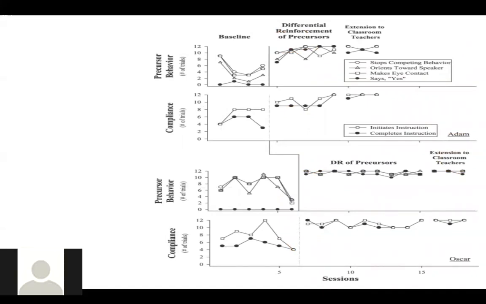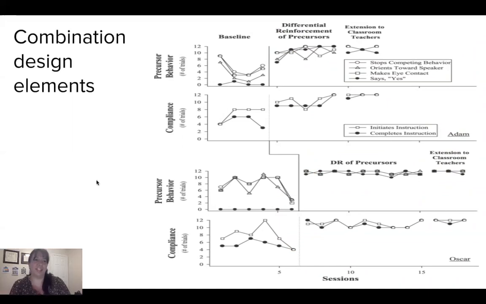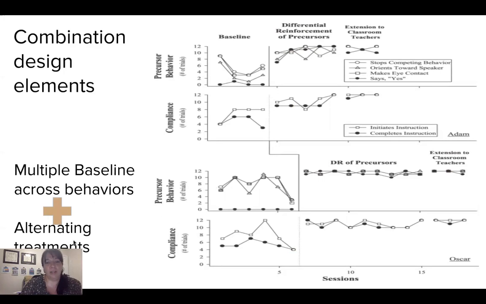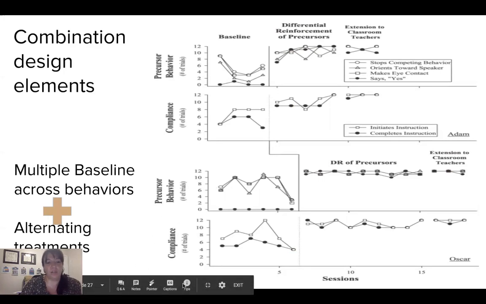This is also multiple baseline. Multiple baseline and alternating treatment? Alternating treatment. Nice, guys. I tried to trick you guys. Yes, it is a combination design. So it is multiple baseline across behaviors and alternating treatment designs.